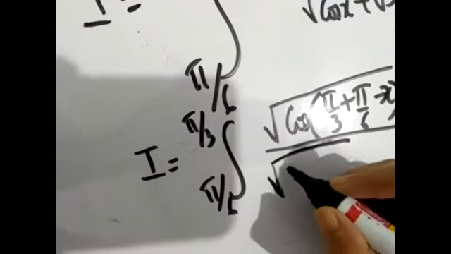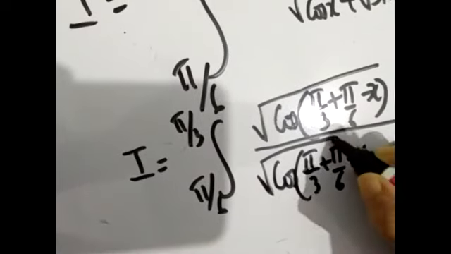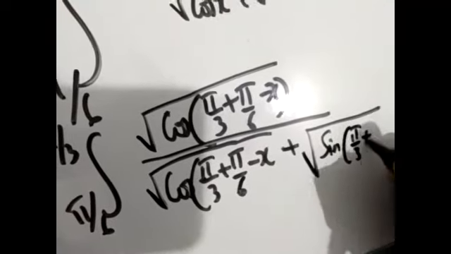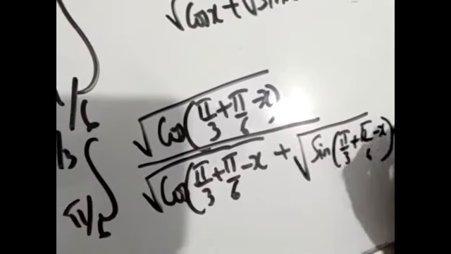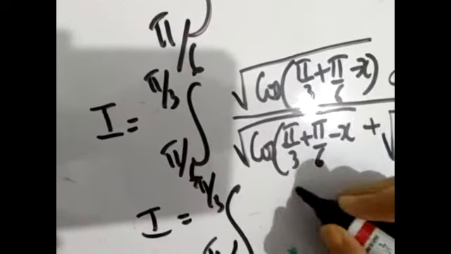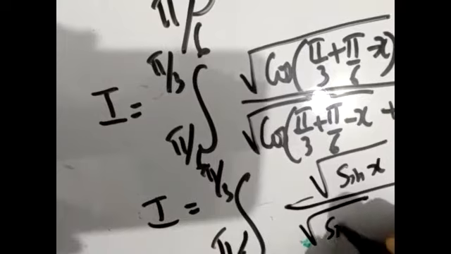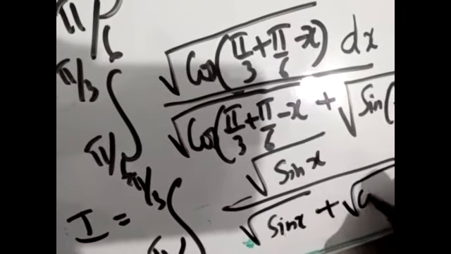Divided by root of cos x, the same thing, pi by 3 plus pi by 6 minus x, plus root of sin of pi by 3 plus pi by 6 minus x, dx. So I have I equal to integral pi by 6 to pi by 3. What is cos of pi by 3 plus pi by 6? That's pi by 2. What is cos of pi by 2 minus x? Root of sin x, right? Divided by root of sin x plus root of cos x.